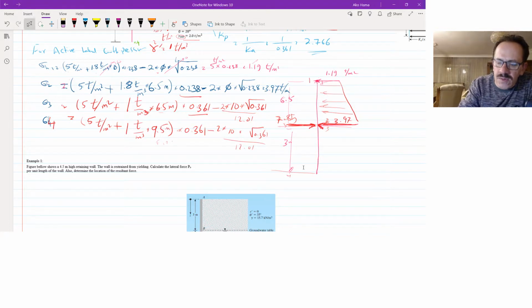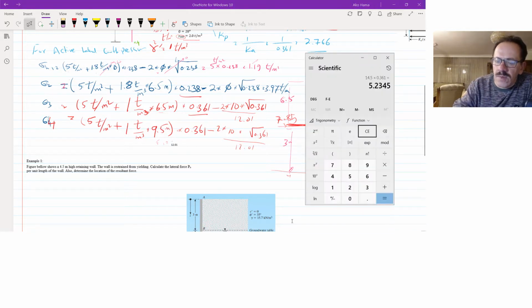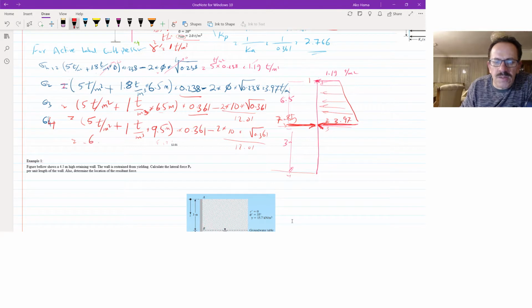minus 12.01, so minus 12.01, so the result is minus 6.7. It's going to be minus 6.77.